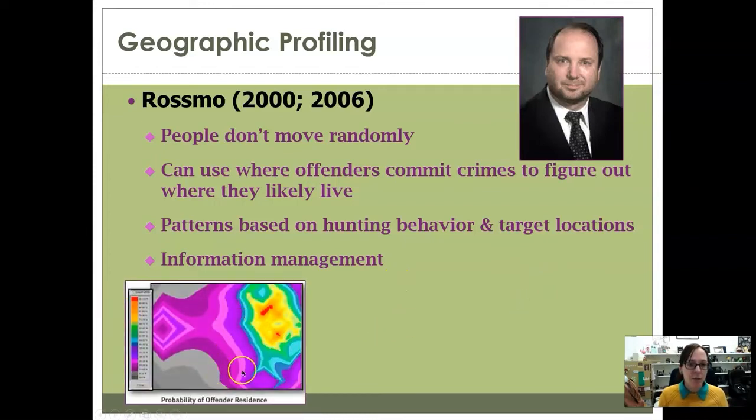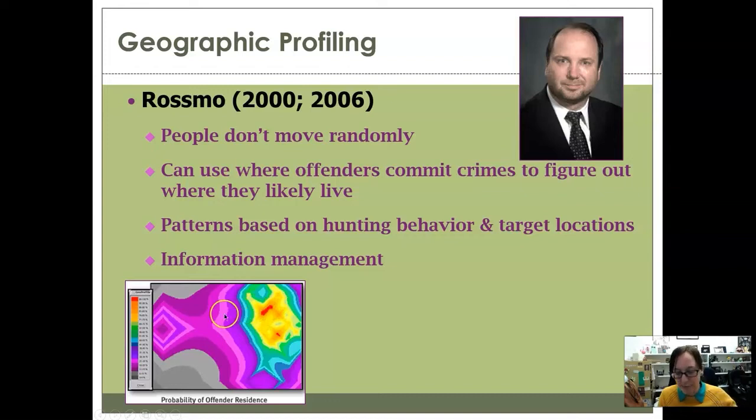So here's an example of what a geographic profiling map looks like. This doesn't really have the map information, that's been kind of blurred out a little bit, but it would be overlaid on top of a map, and these are different levels of probability. The red is the highest probability. And then as you go out to the orange, that's the second highest probability.